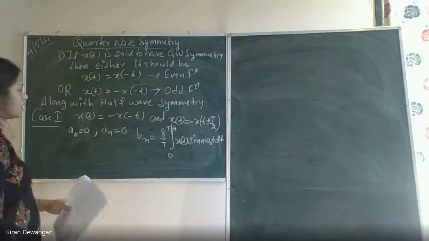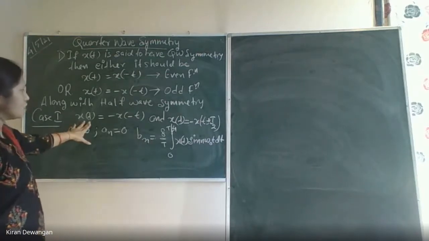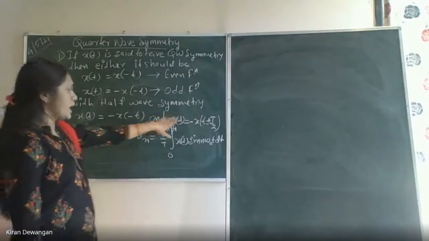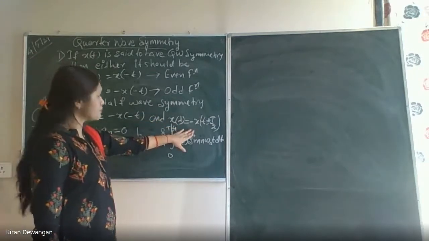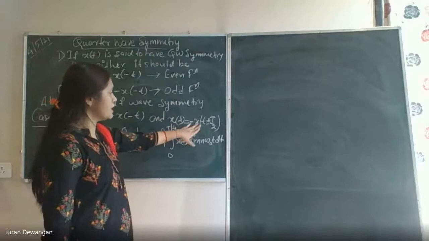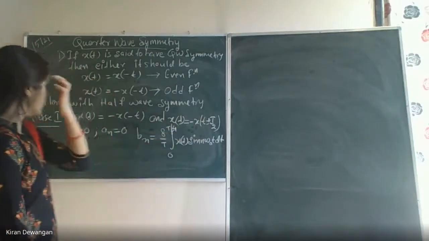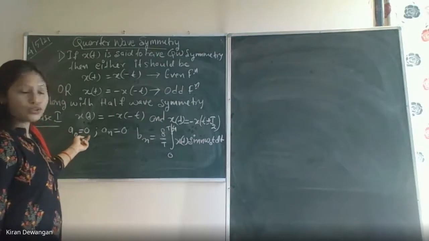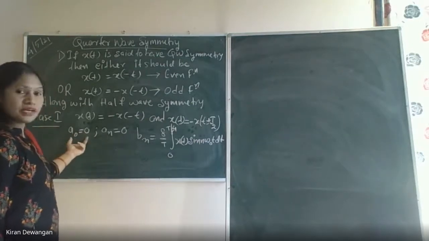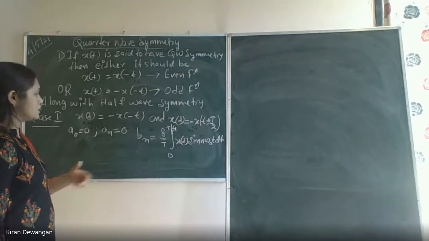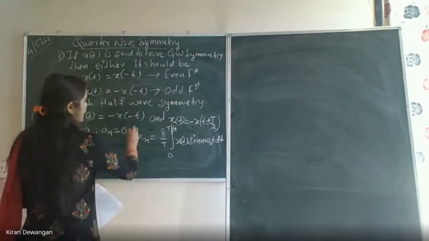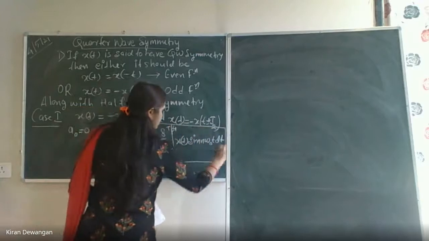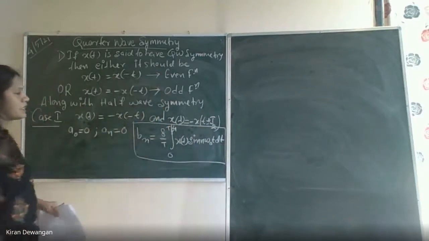Case 1 के condition में it is satisfying the odd wave symmetry, x of t equals to minus of x of minus t, and the half wave symmetry, that is x of t equals to minus x of t plus minus T by 2. ठीक है. Now we know since it is satisfying the condition of odd symmetry, so a naught and an will be 0, and we only calculate the value of bn in this one. ठीक है, and the formula is given by this.